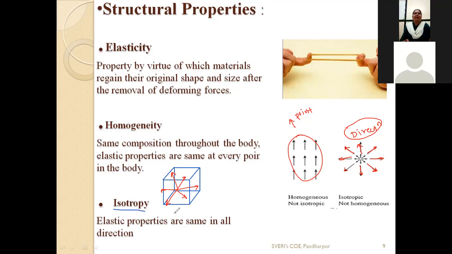Okay, so what is meant by isotropy? If elastic properties are same at every direction, this material is known as isotropic material. Now I will tell you example. So isotropic material means all types of metals. Suppose iron, steel, gold, likewise. Any type of metal is the example of isotropic.